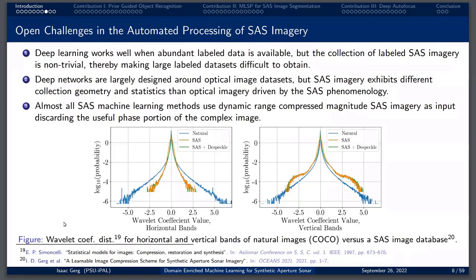And then finally, almost all the SAS machine learning methods throw away that complex part and just use the magnitude, dynamic range compressed part of the image. So that magnitude coming from each pixel might have a dynamic range of 100 dB. On a display like this, you might only be able to display 30 dB. So some kind of exponential or log compression will be done for that data to be suitable for human consumption. So we're going to use this phase portion of the image for two of the contributions. And again, that's something that these optical data sets don't have to deal with because they don't have that data.